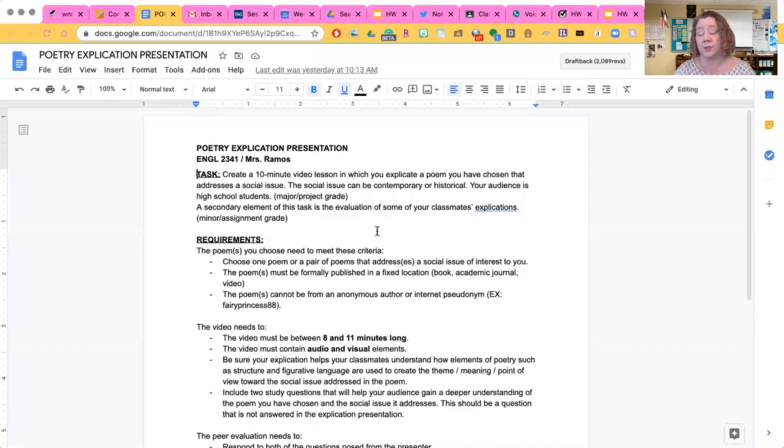Or you can also pick a historical social issue. There are a lot of issue poems from the Industrial Revolution, from all time periods. Really, people have expressed their concern about society through poetry. So I want you to choose a poem that really speaks to you, that you think has a lot going on in the poem. And I want you to do a video explication of that poem.